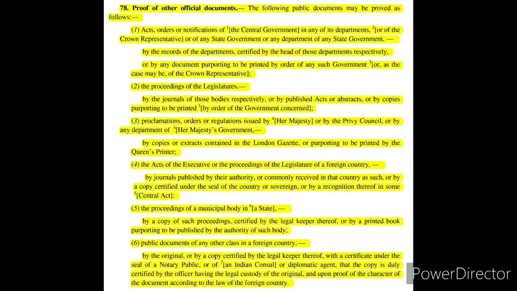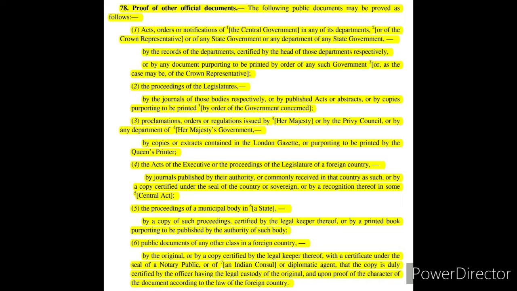So whenever it is an act or order or notification of the central government in any of its departments, or if such act, order or notification is of the crown representative or any state government or any department of any state government, then such act, order or notification will be proved by the records of the departments certified by the heads of those departments respectively, or by any document that purports to be printed by order of any such government, or as the case may be of the crown representative. So if these documents or records are found, that will be sufficient proof of such acts, orders or notifications and their contents.